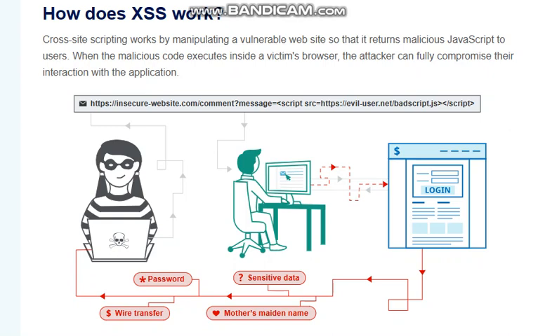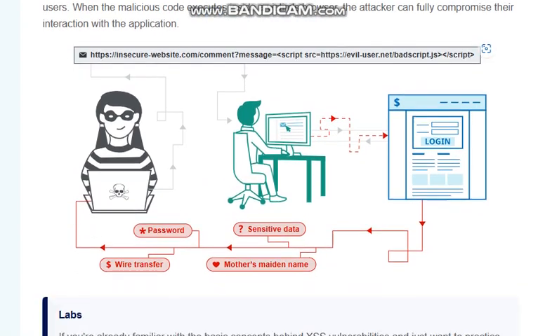Let's talk about how XSS works. Cross-site scripting works by manipulating a vulnerable website so that it returns malicious JavaScript to users. When the malicious code executes inside the victim's browser, the attacker can fully compromise their interaction with the application, like passwords, sensitive data, wire transfers, etc., by writing the script in the URL part.